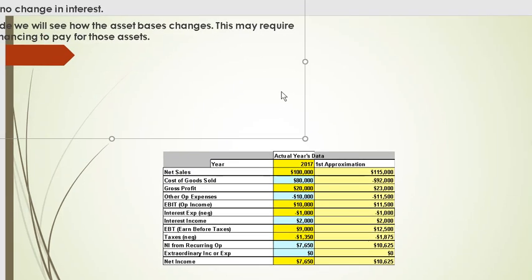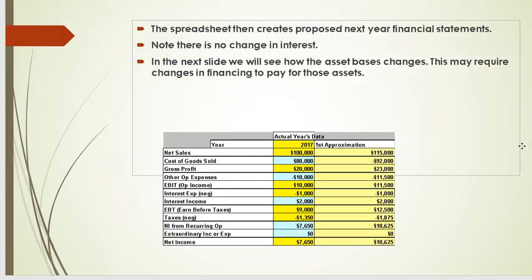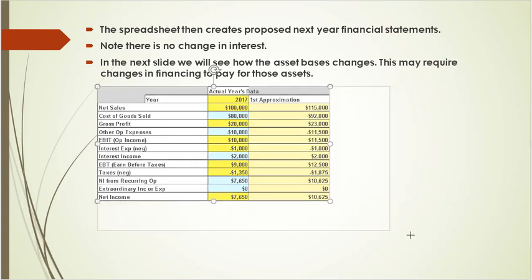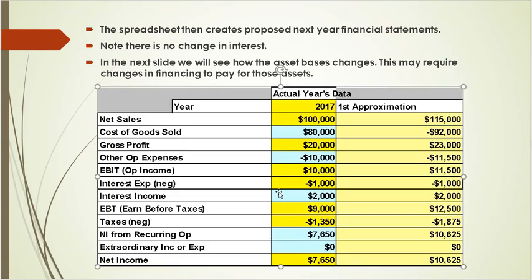Now, one of the things I want you to keep in mind here as you look at this, and I'm going to expand it a little bit so it's easier to see. If you look at this spreadsheet, you'll see that EBIT is $10,000 and interest expense is $1,000, and that doesn't change. The reason that doesn't change is we don't know whether we need to gather more money or not. So this is what they refer to as the first approximation. It goes through the statement. It doesn't change interest. Those things stay the same.